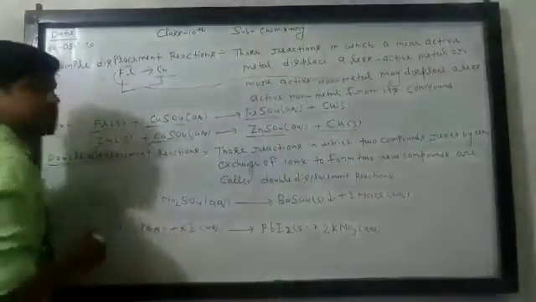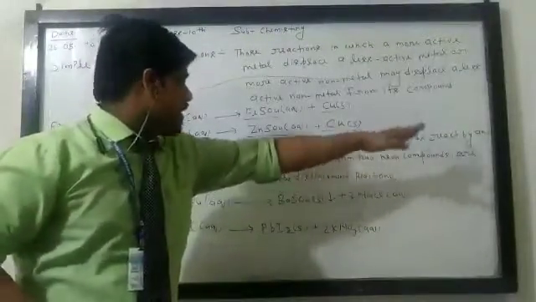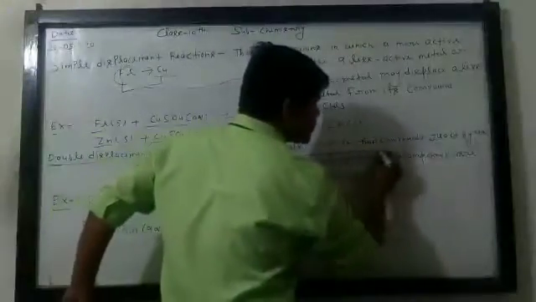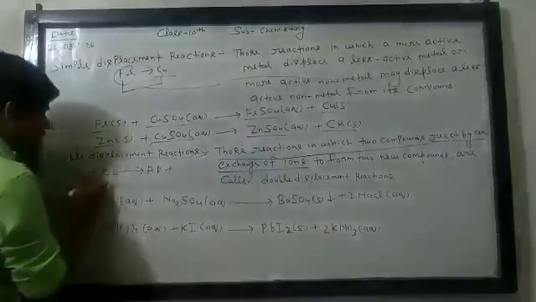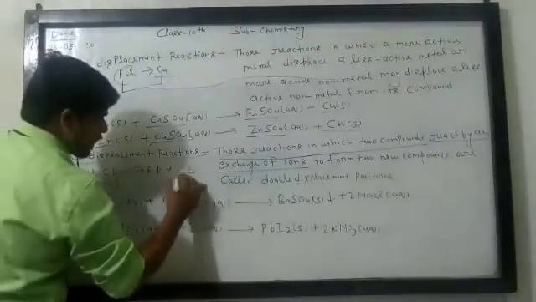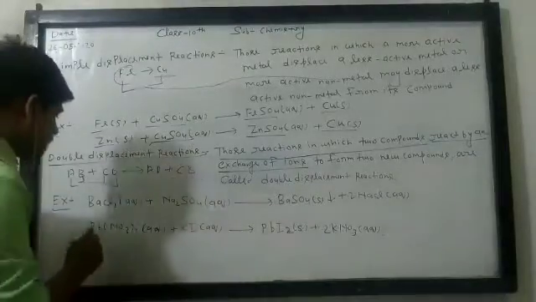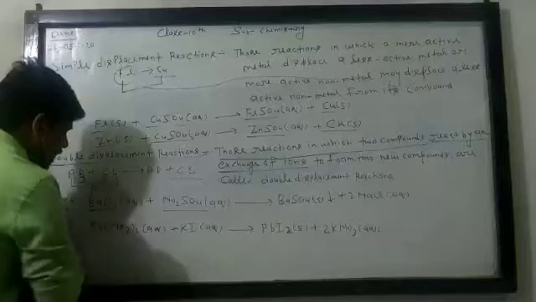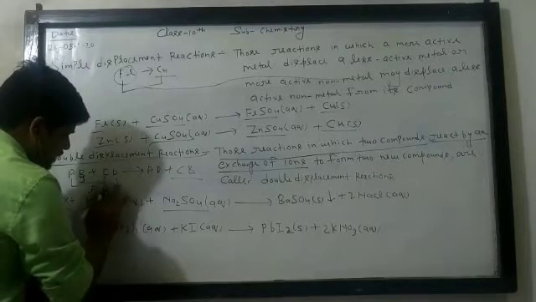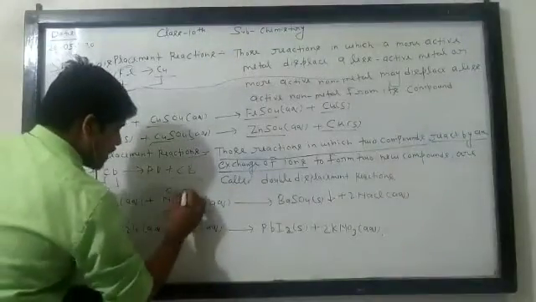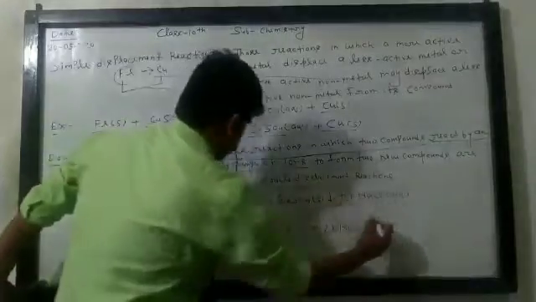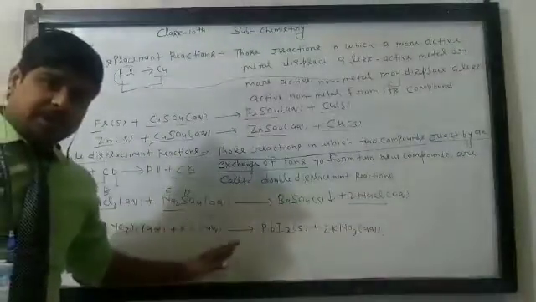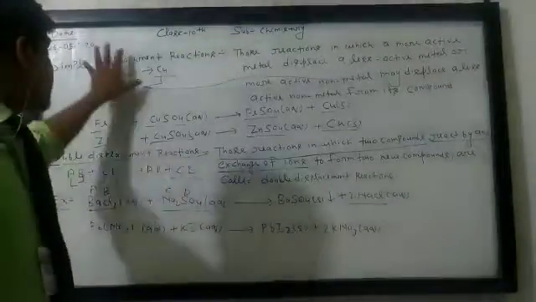Now next is double displacement reaction. Those reactions in which two compounds react by an exchange of ions. For example, AB plus CD gives AD plus CB. For example, BaCl2 plus Na2SO4. Ba means A, Cl means B, Na means C, and SO4 means D. A reacts with D to give BaSO4, and C reacts with B to give NaCl. Clear? It is known as a double displacement reaction, and it is very important for your examination.